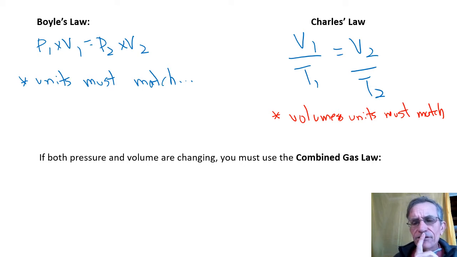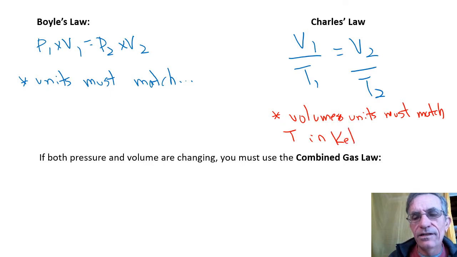And then, temperature had to be in a special unit. Do you remember? What unit did temperature have to be in? Temperature had to be in Kelvin. So Celsius is not going to work, and Fahrenheit is not going to work. You have to have it in Kelvin.